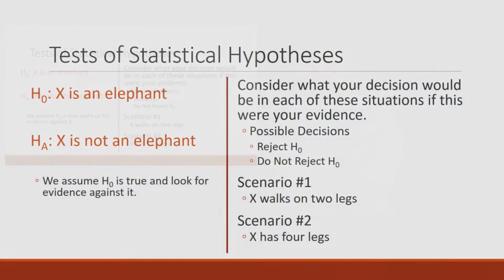Say we have the null hypothesis that X is an elephant, whatever this X is. You could make the assumption that it's an animal if you want to begin with. That's perfectly fine. So our null is that X is an elephant. Our alternative hypothesis is that X is not an elephant.